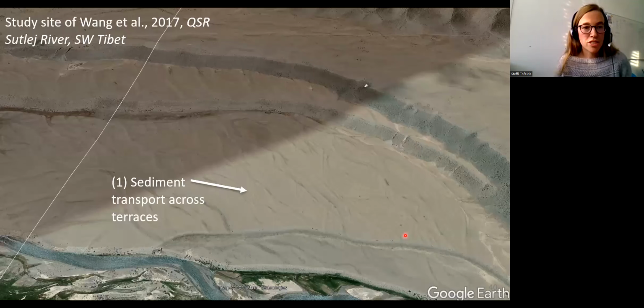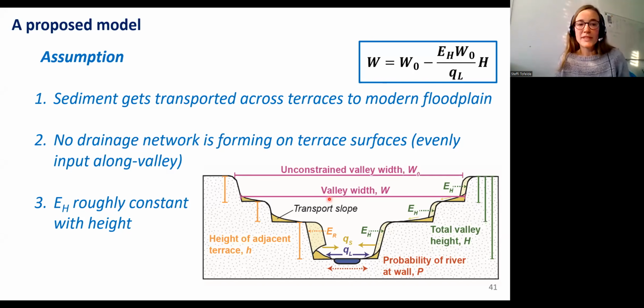This is another image. This is the study site of Wang et al. at the Sutlej River in Tibet. You can see the modern river flowing down here. And also here on these different terrace levels, we can see these channelized structures that might allow sediment transport across these very flat surfaces. These are just a couple of examples, but I think regarding assumptions 1 and 2, they might hold true.